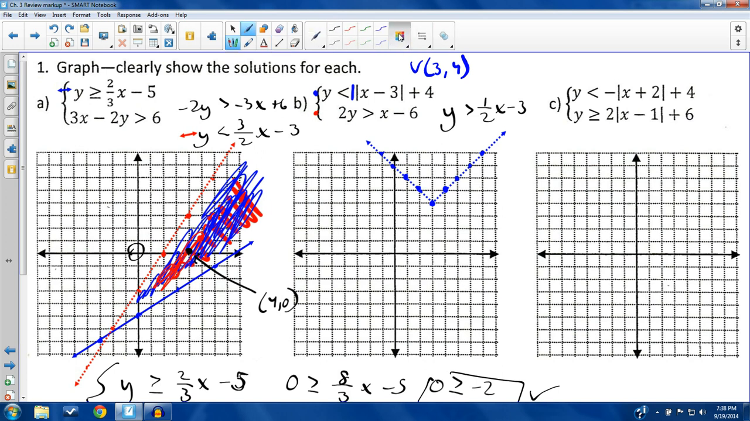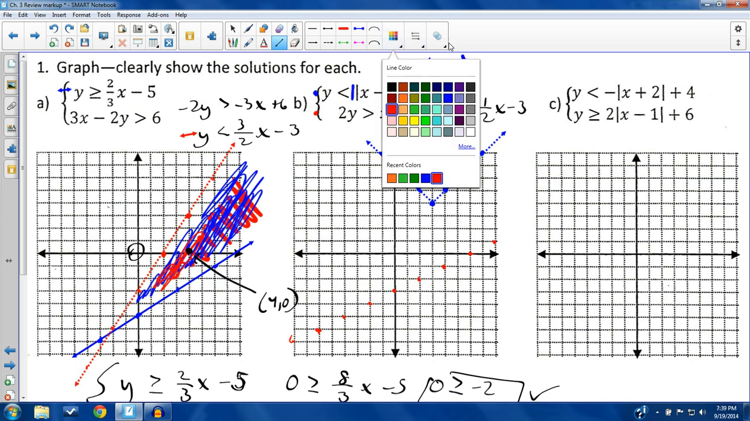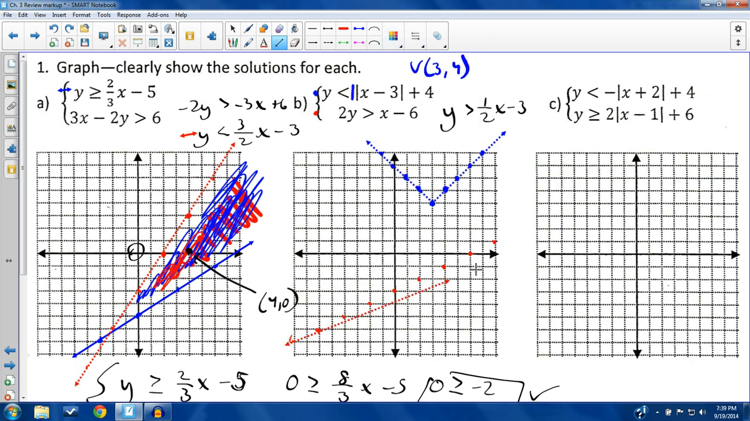This one here, y is greater than 1/2 x minus 3. Negative 1, no, it's positive. 1/2 x minus 3, like so. This time, actually, when I shade, I'm just going to shade the region in between that I know to be true. Okay, so here, this will also be a dashed line. I'm going to make it red. Okay, it's going to go through like that.